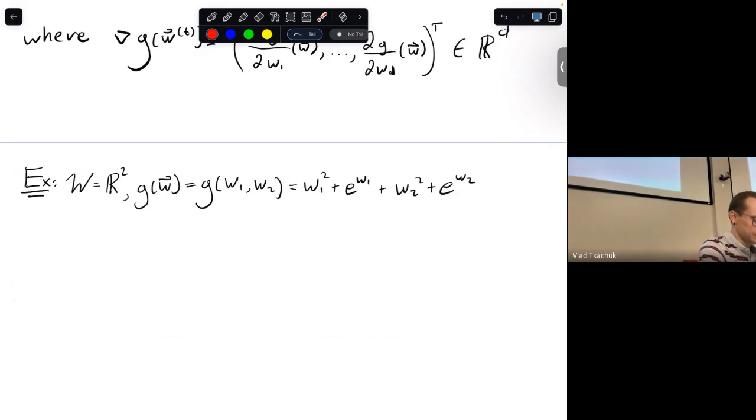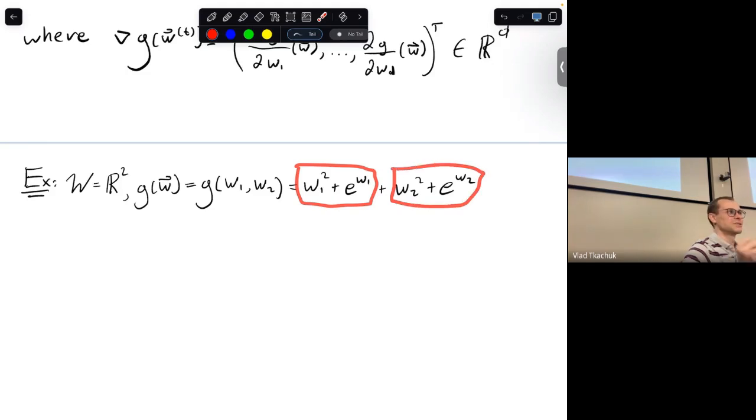Okay, so here's our function. It's now a function of a vector. This vector has components W1, W2. And the function is almost like the one before, except now it's the function we saw before in one dimension for W1, and a similar function for the second dimension.